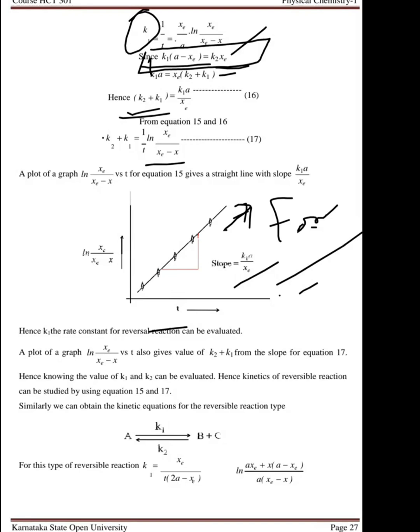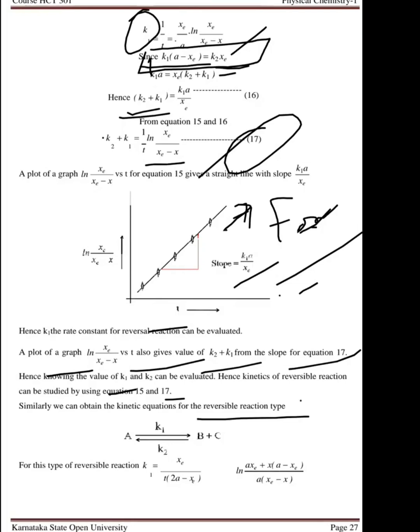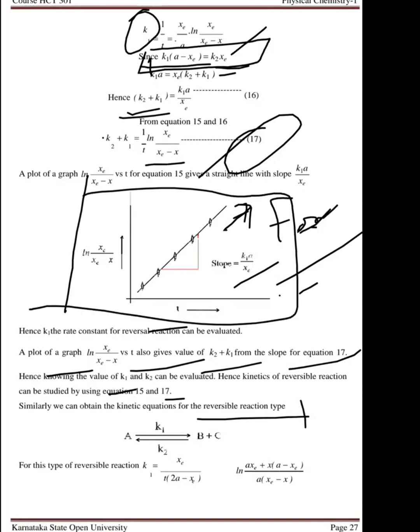So this is for the forward reaction, and the same for the backward reaction; it can be found by plotting the graph ln of x naught xc by (xc minus x) versus t, where k2 plus k1 is obtained from the slope, equation 17. Hence, knowing the values of k1 and k2, the total order of the reaction also can be calculated. Similarly, we can obtain the kinetic equation for the formation of a reversible reaction. This is for the forward reaction, where we have to find the rate constant.